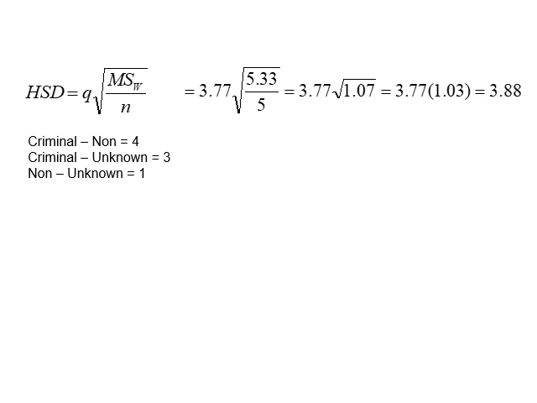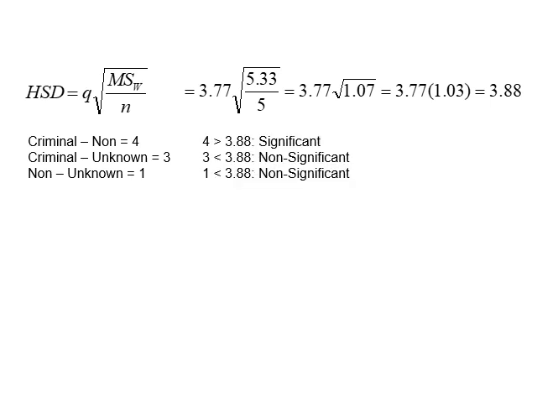So again, what were our means? Our means were 4, 3, and 1. So these are the differences, by the way. Criminal versus non-criminal had a difference of 4 between them. Criminal versus unknown had a difference of 3, and non-criminal versus unknown had a difference of 1, looking at their means back a few slides in the previous lecture. So again, what we're calculating here is the actual difference between the means. The mean of criminal minus the mean of non-criminal equals 4. The mean of criminal minus the unknown mean equals 3. The mean of non-criminal versus unknown is 1.